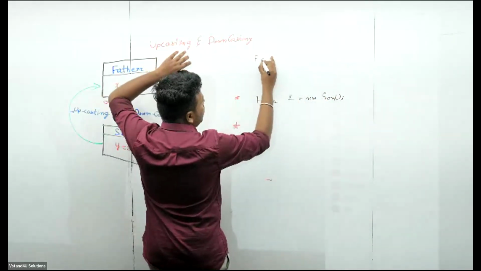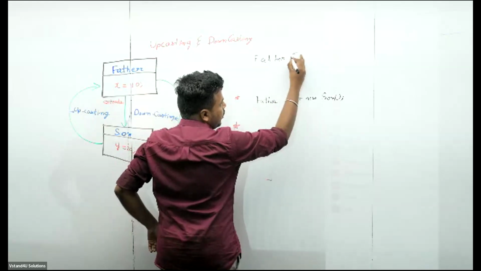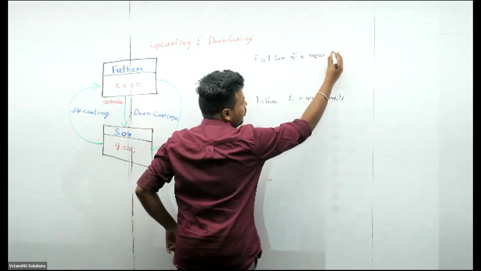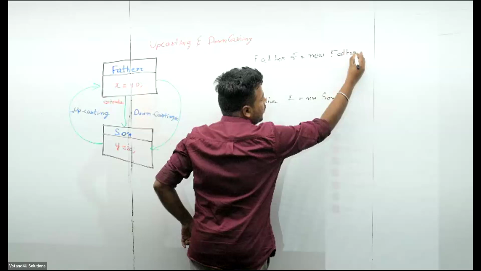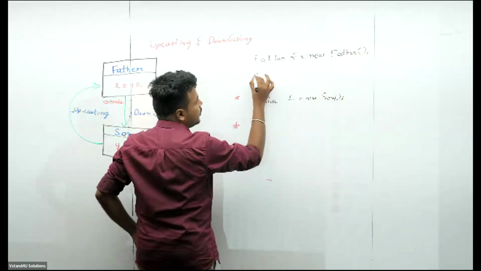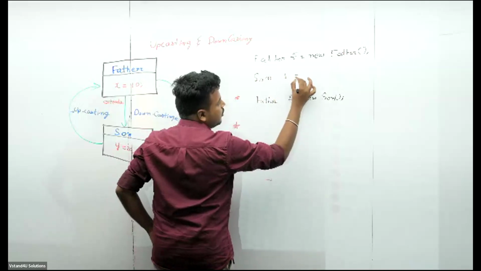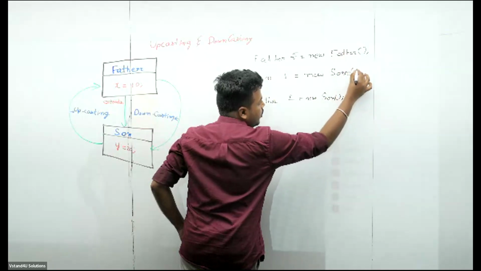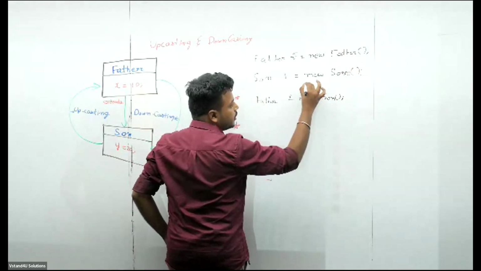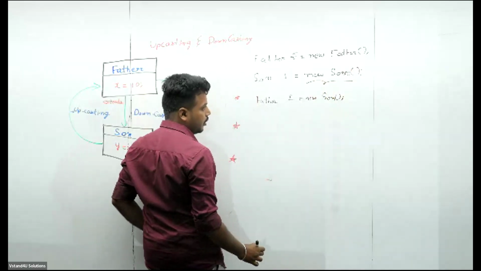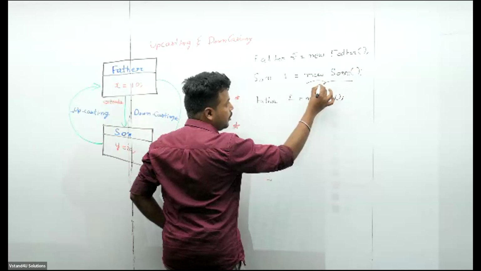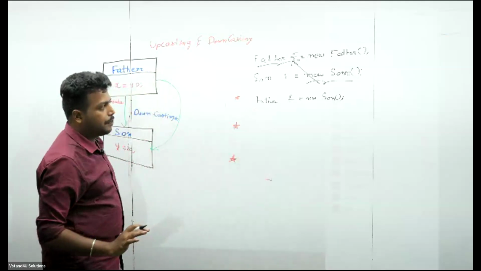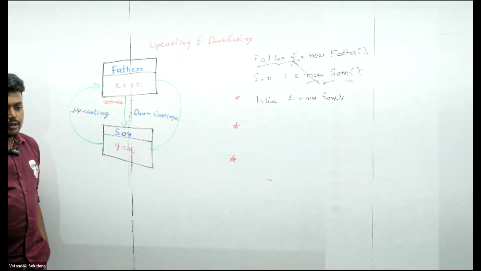Father f = new Father(). What about Son? Son. I am creating a subclass object. Storing its address into the superclass reference is nothing but upcasting.